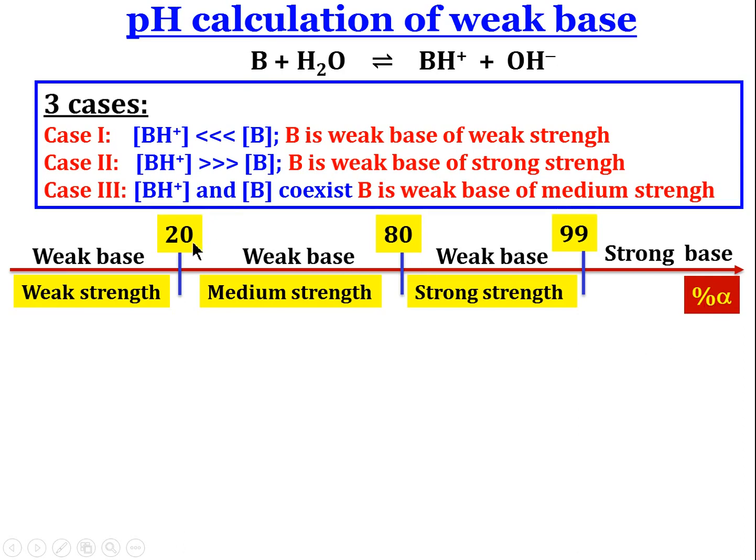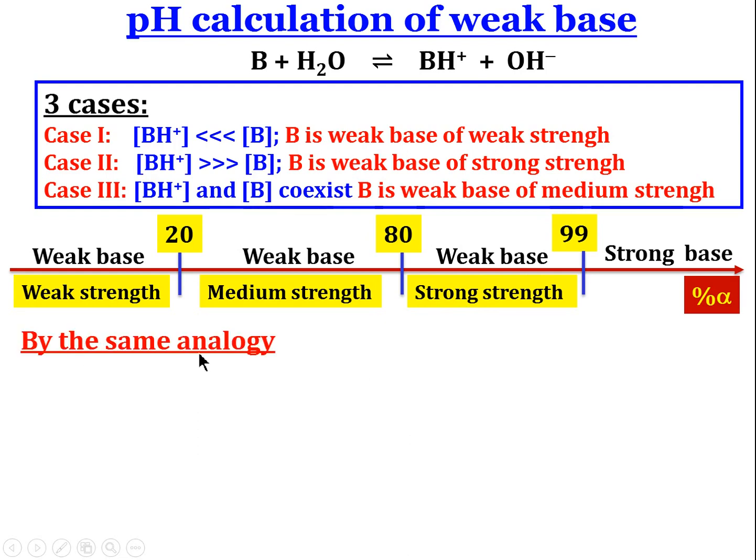If the percent alpha is less than 20%, the base is weak of weak strength. Between 20 and 80%, the base is weak of medium strength. Between 80 and 99%, the base is weak of strong strength, and if the percent alpha is greater than 99%, the base is strong. In the same way, a weak base never becomes a strong base and vice versa, but a weak base can behave as strong.